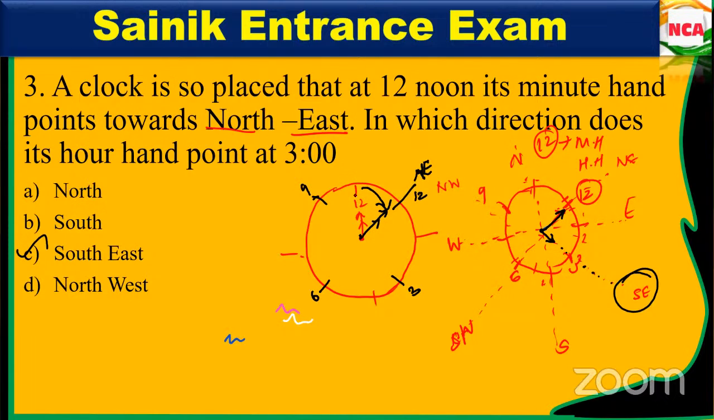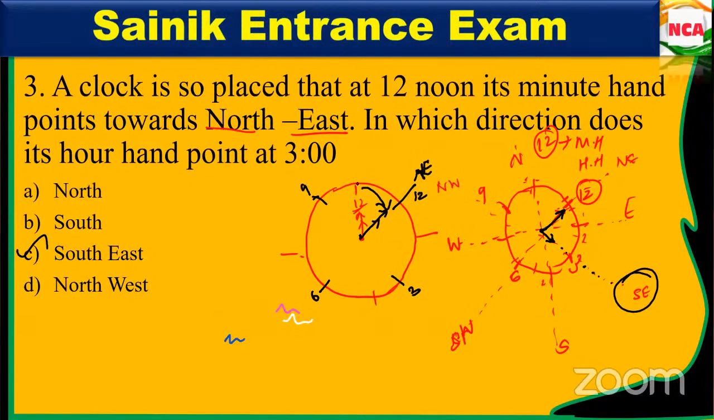You want to change that 12 also. So you want to change the position of 12 also. If you are keeping that minute hand towards northeast, and you're making the hour hand at 12, then you can't change it, okay? Because it is not 12 noon. It will be 12:10 or 12:15 like that.